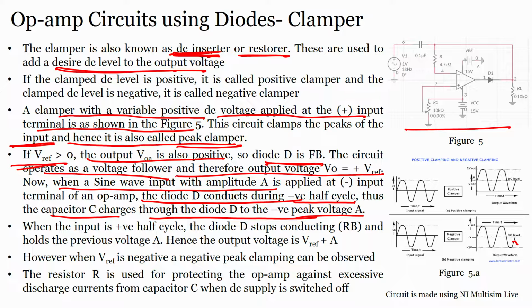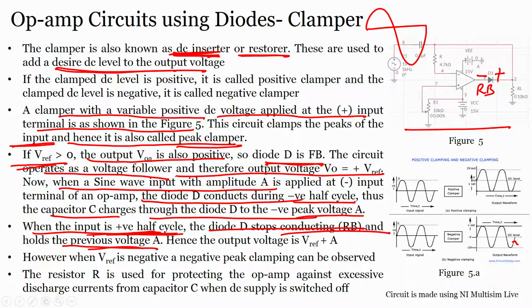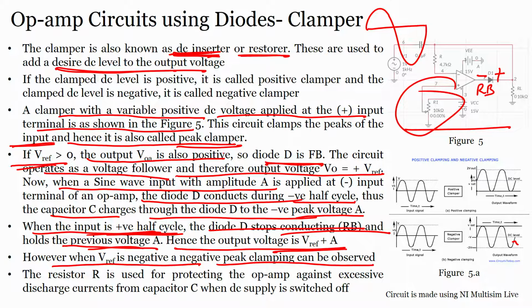So, in this case, like we have seen, the capacitor charges through the diode during the negative peak voltage. When the input is in the positive half cycle, the diode stops conducting as it is in reverse bias, right, because in the positive half cycle the diode will not conduct, because this will be less compared to this, and that is why the diode is in the reverse bias condition and holds the previous voltage, which is nothing but your V reference plus V A. However, when V reference is negative, a negative peak clamping can be observed. So, if we make the V reference voltage negative, then the negative clamping can also be seen.